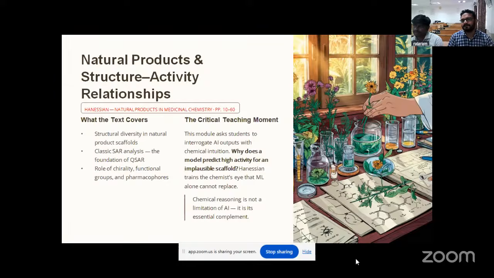Now the important thing here is what the critical teaching moments are. This module allows students to interrogate AI output. What output you get normally compared to without AI? What does the model predict, high activity for a scaffold? What is in your mind? This book, Hanuš in particular, trains the chemist's eye that ML alone cannot replace. Sometimes limitations are there. Chemical design is not a limitation of AI, it is the essential complement. Use it while using our brain also.